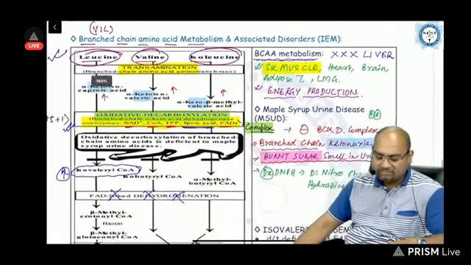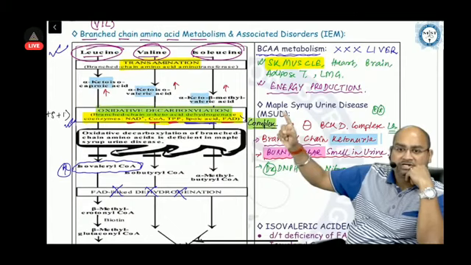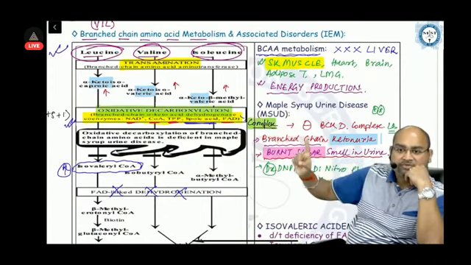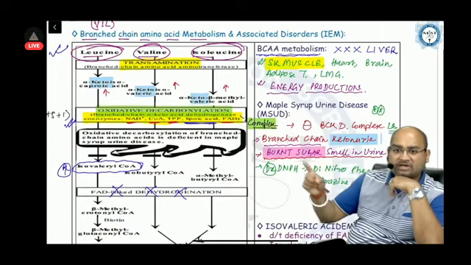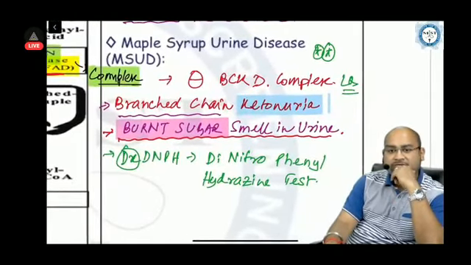Branch chain amino acid metabolism disorder, we have maple syrup urine disease. Deficiency of this oxidative decarboxylation, we have BCKD enzyme complex defect. And please remember, in BCKD enzyme complex defect there is branch chain ketonuria seen over here, and it also presents with a peculiar odor called burnt sugar smell in urine.